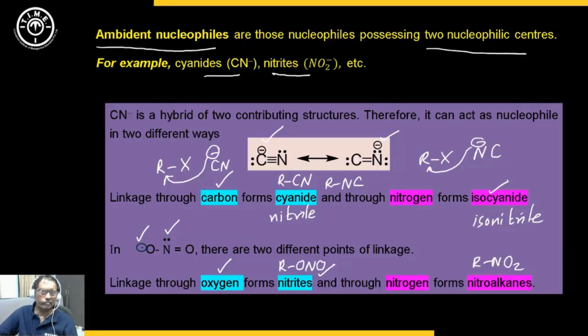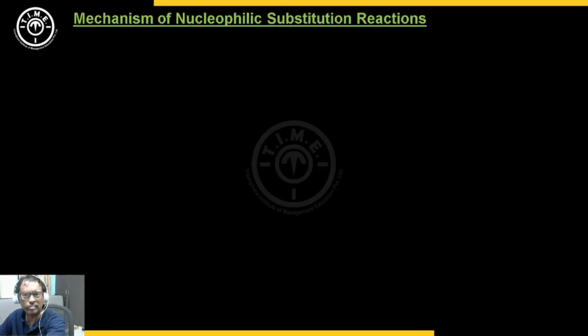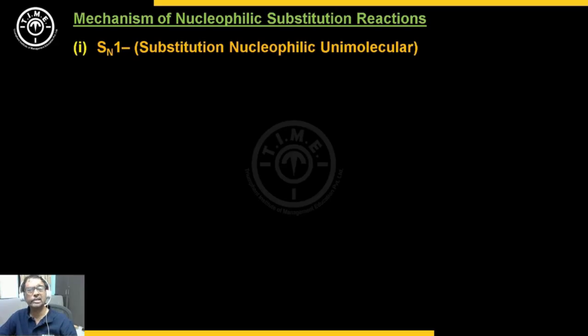Now, having said all this, we are now in a position to discuss the mechanism. Now, these reactions, that is nucleophilic substitution reactions, can be of two types. Broad classification. They could be either SN1 or SN2. That is what we know, isn't it? We know nucleophilic substitution as either SN1 or SN2. So, what is this mechanism that we are talking about? The first one is the SN1, which stands for substitution nucleophilic unimolecular.